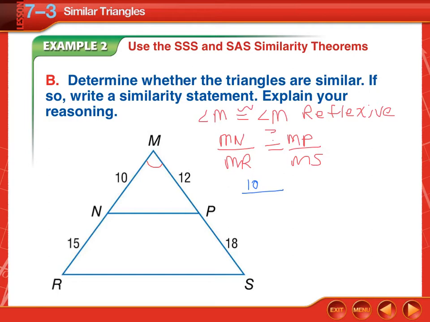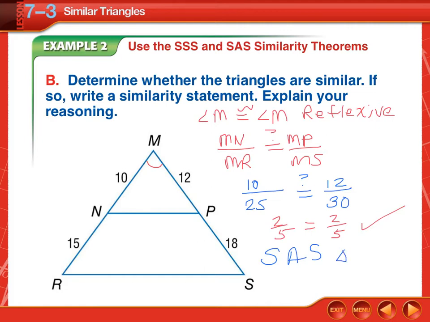That's the segment addition postulate. So 10 plus 15 is 25. We're trying to see, is that equivalent to 12 over 30? And in fact, they are equivalent. They can both be reduced to 2/5. So that checks out. We've got two surrounding sides that are proportional and an included angle, so we can conclude that by side angle side, triangle MNP is similar to triangle M, corresponding to itself M, RS.